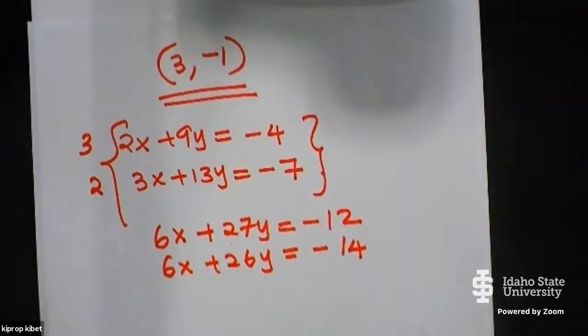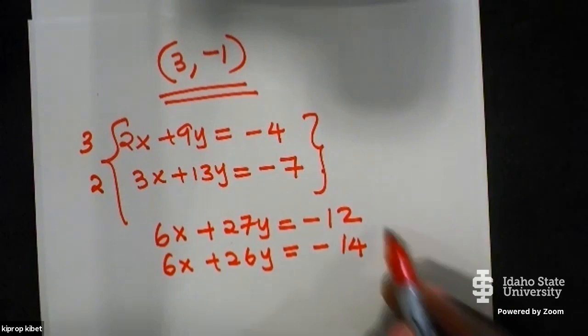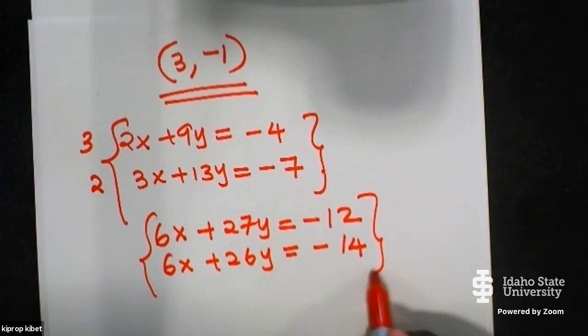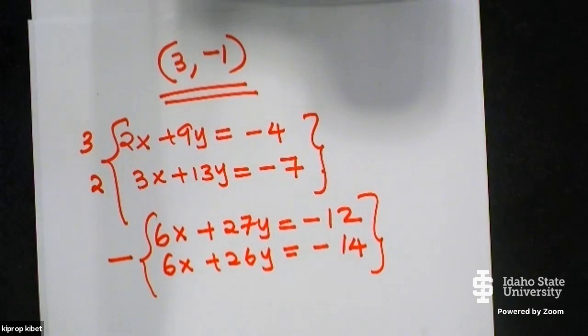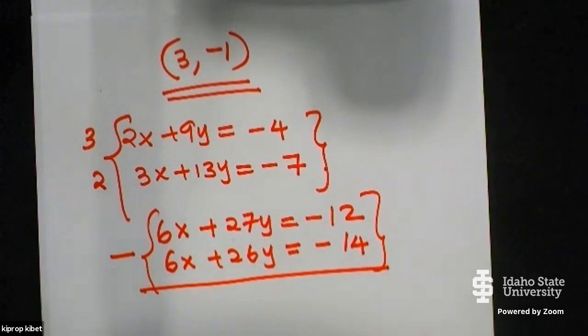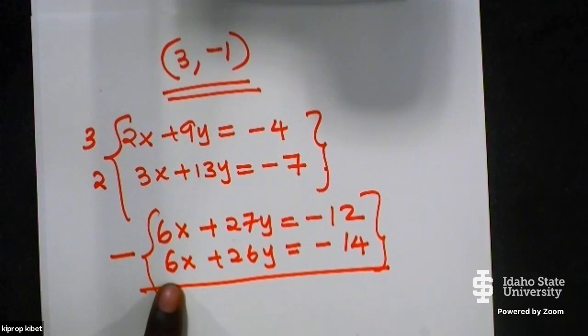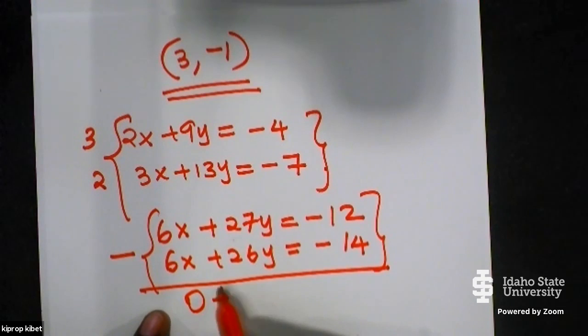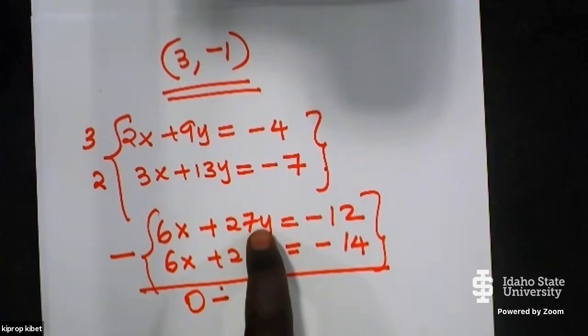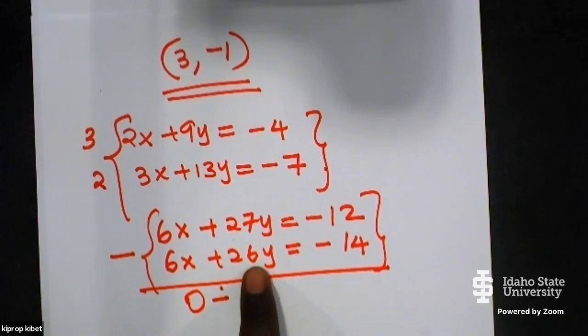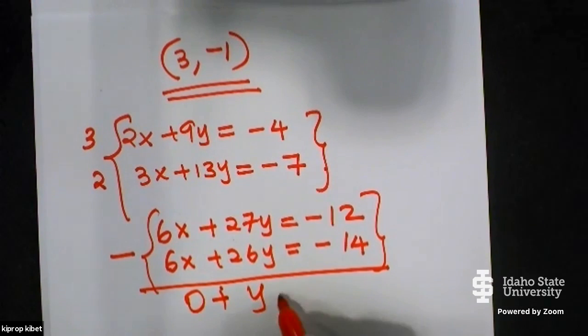Equals to minus 14. And then from there, we now do what? We subtract. So when we subtract the two equations, then 6x minus 6x is 0, right? So you get 0 here. Okay, before that, 27y minus 26y is what? Y, right? So plus y equals to minus 12 minus 14.